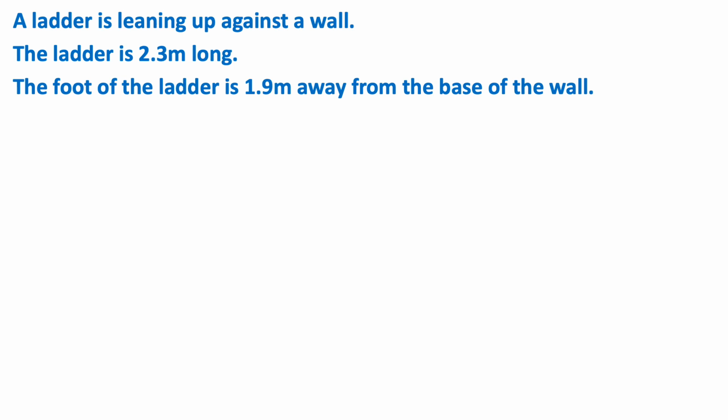Now, the foot of the ladder is 1.9 meters away from the base of the wall. So think of where the foot of the ladder would be. Foot, of course, would be at the bottom. And then it says 1.9 meters away from the base of the wall. So far, I'm hoping you've got a picture with some numbers on it, but these questions are always going to be asking you to find something out. So you're either going to have to find out how long something is or the angle, the degrees of something.